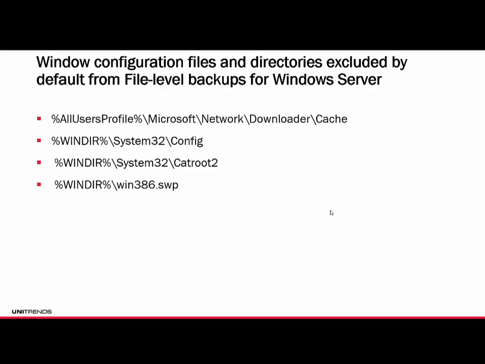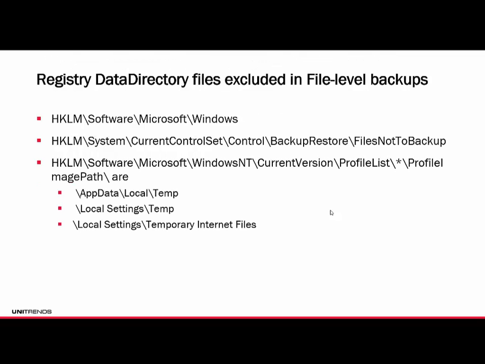We're not going to grab any all users, Microsoft Network downloader cache, no system32 config or cat root, and we're not going to grab the Win386 swap file either. Can't use them on recovery. No sense in backing them up. We do exclude a few things off the registry, the Microsoft Windows, HKLM software, Microsoft Windows, the current control set for the backup restore, the current version profile list, and in that profile list there's app data, local temp, and temporary internet as well.